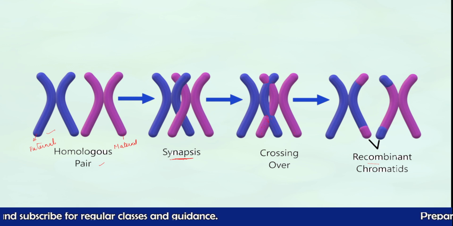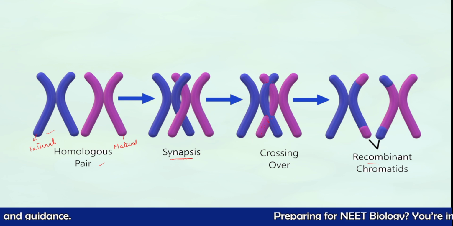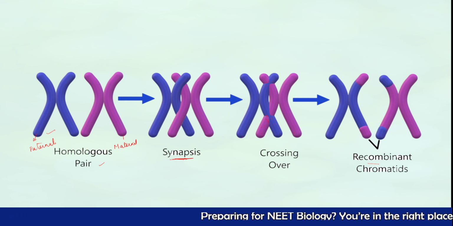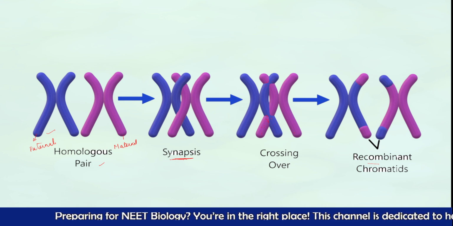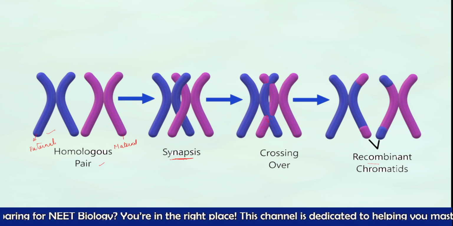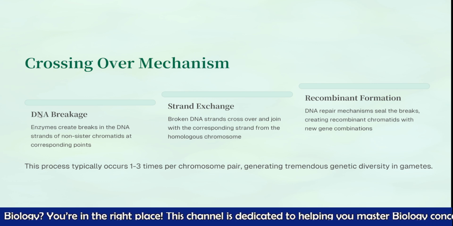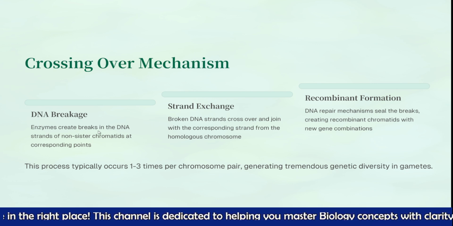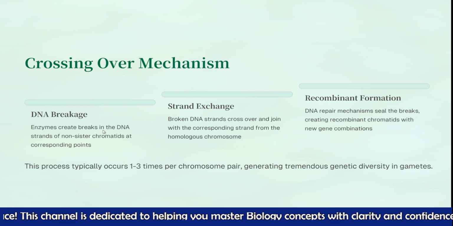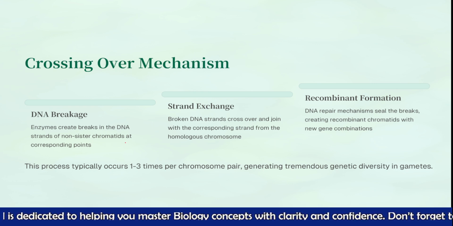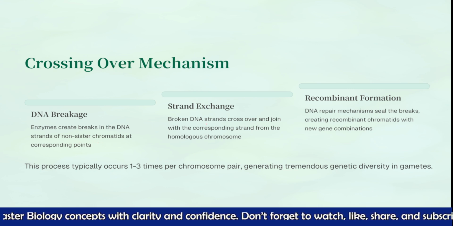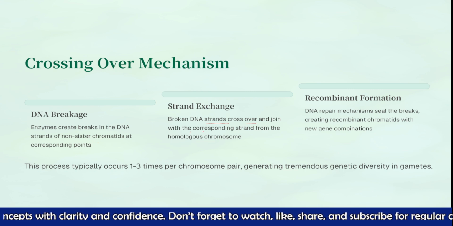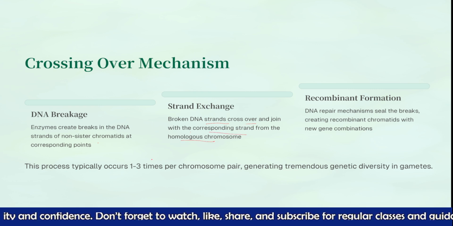Crossing over, recombination, synapsis, I hope these terms are all clear. Synapsis, crossing over, recombination. And what are recombinant chromatids? Okay, so once again, first of all, during crossing over, DNA breakage occurs due to some enzymes. So the enzymes only cause the breakage of the DNA strand.